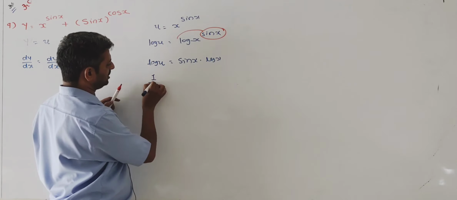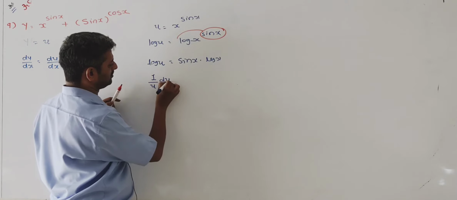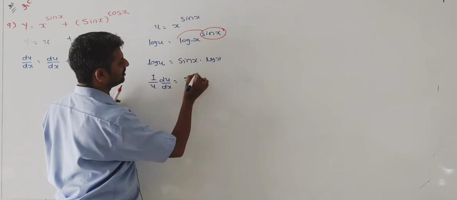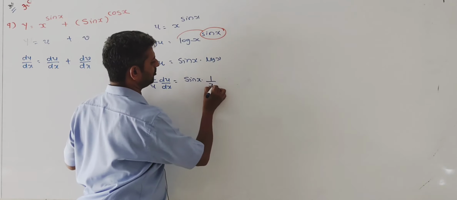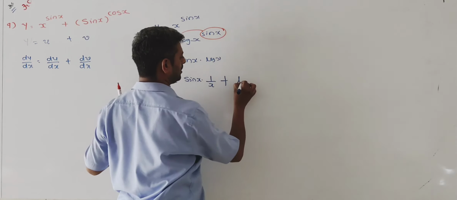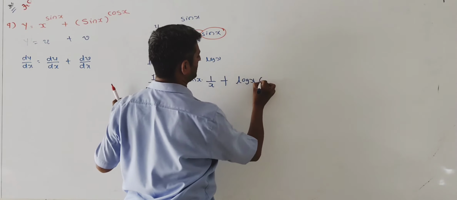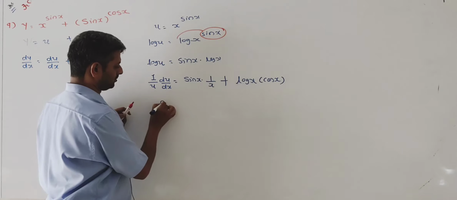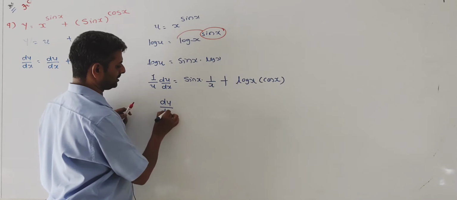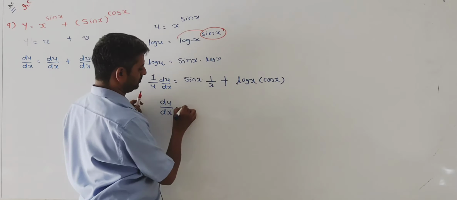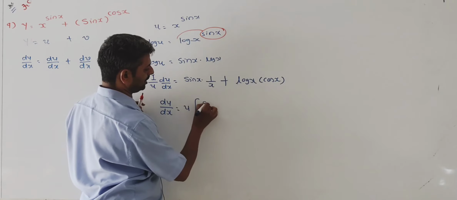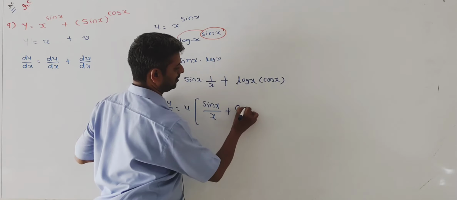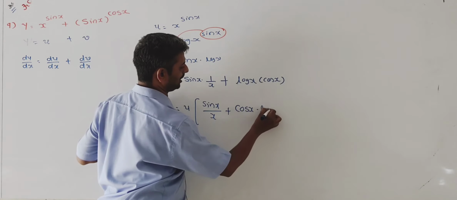So differentiating, 1 upon u du by dx is equal to sin x into the derivative of log x, which is 1 upon x, plus log x into the derivative of sin x, which is cos x. So du by dx is equal to u into sin x upon x plus cos x into log x.